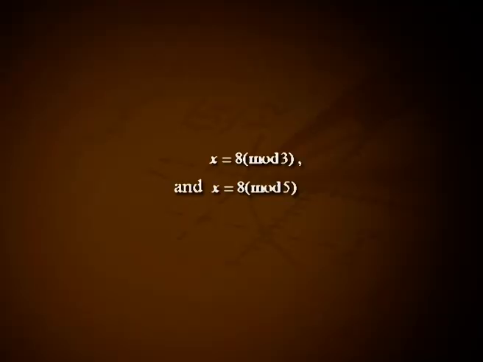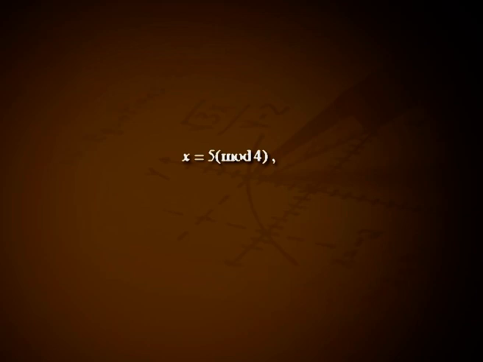Similarly, the second congruence of the system is equivalent to the two conditions x ≡ 8 mod 3 and x ≡ 8 mod 5, while the third congruence is equivalent to the three congruences x ≡ 5 mod 4, x ≡ 5 mod 3 and x ≡ 5 mod 7. The new system of 7 simultaneous congruences is equivalent to the one given, but now all moduli are prime powers.